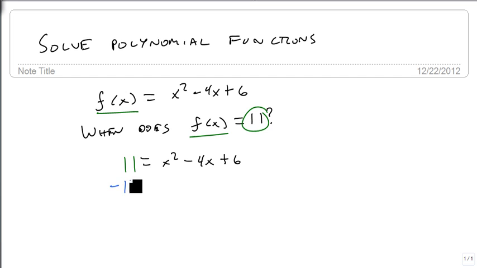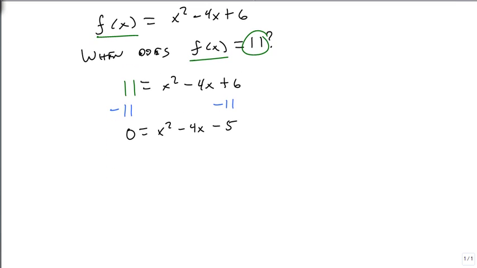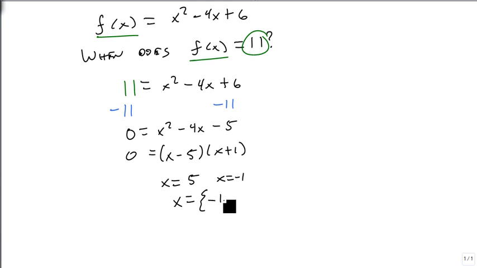Our next step is to get this ready to be factored, so we subtract 11 from both sides. We get at least one 0 on one side. And 6 minus 11 is minus 5. Factors of minus 5 that add up to minus 4 are x minus 5 and x plus 1, which means x equals 5 and x equals minus 1. Or we get the set minus 1, 5.